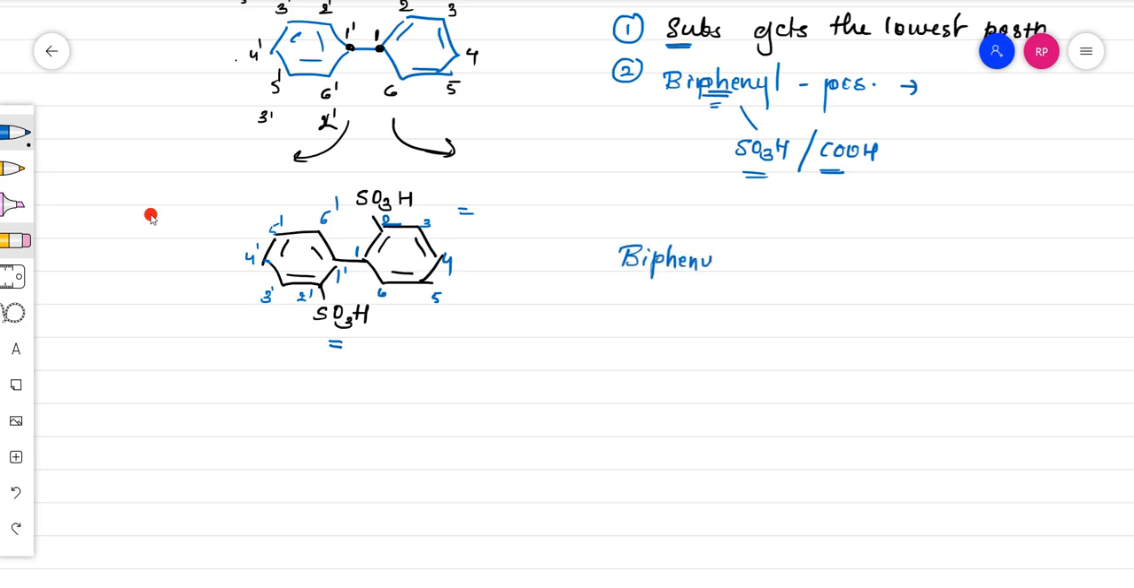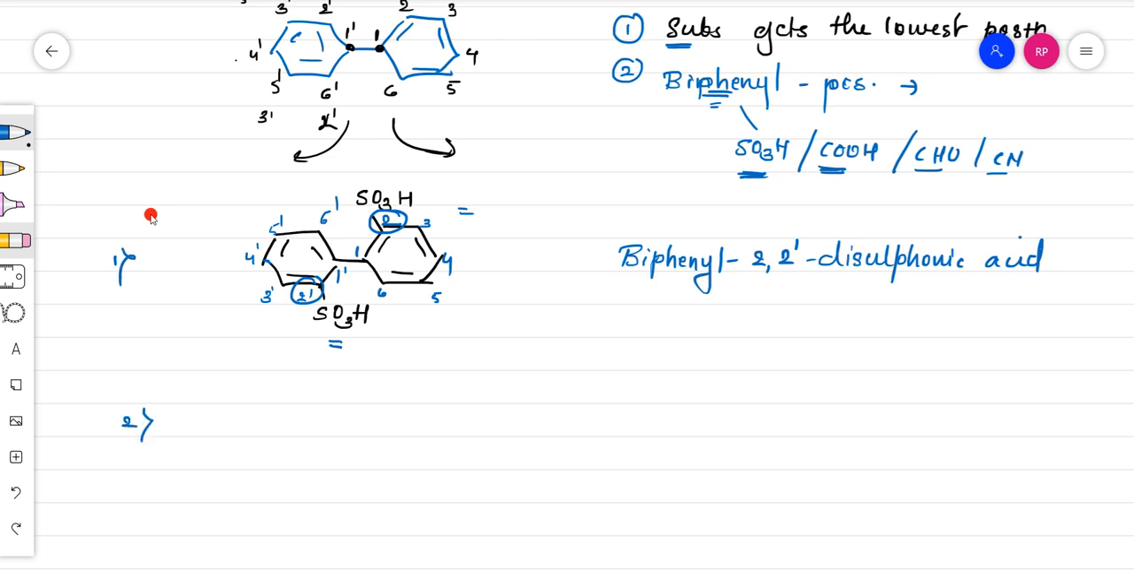Biphenyl. Now, for any nomenclature, remember if you have sulfonic acid, carboxylic acid, CHO, or cyanide, most of the time we end the names with these words. So this is biphenyl 2 comma 2 dash, because the substituent is on the second position and the 2 dash position. So 2 comma 2 dash, this is disulfonic acid. Okay.